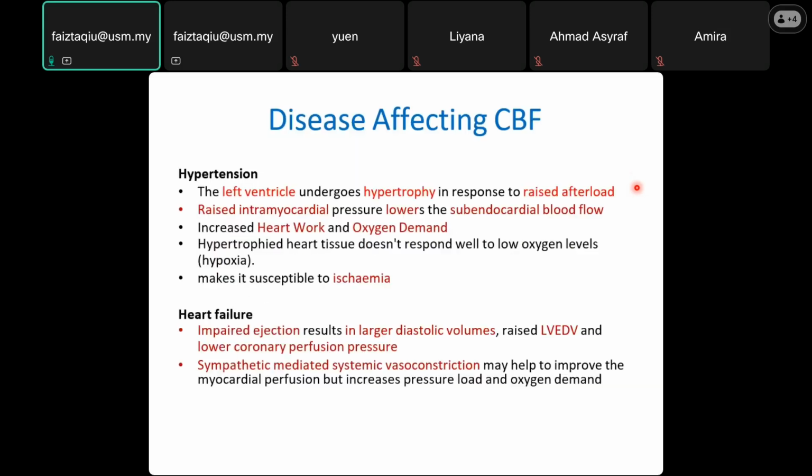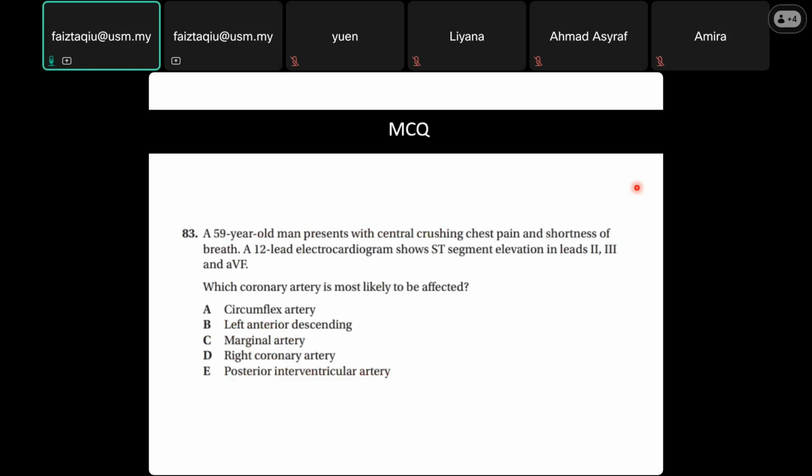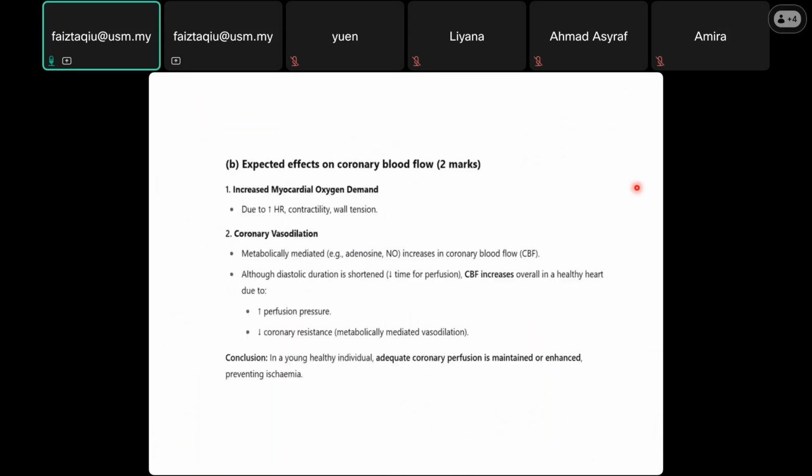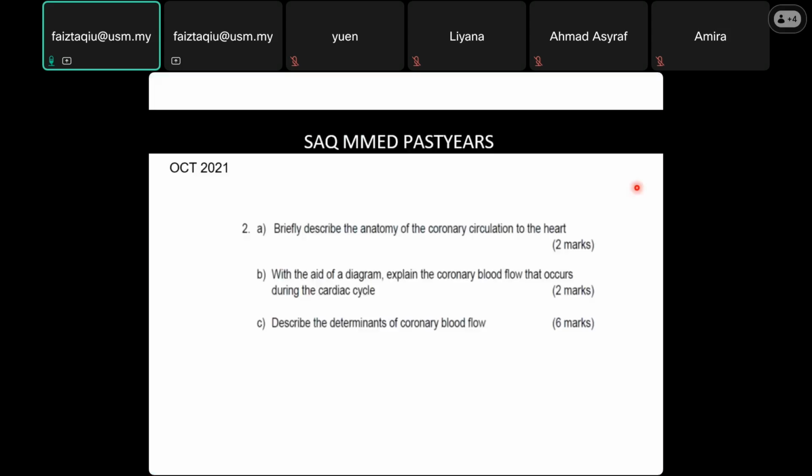That's all. You can have ICQ. We'll discuss the ICQ later. Something related to this. So actually there are 4 SCQs that I've shared, but this October 2021 one is the most relevant, where the topic is more on coronary blood flow.